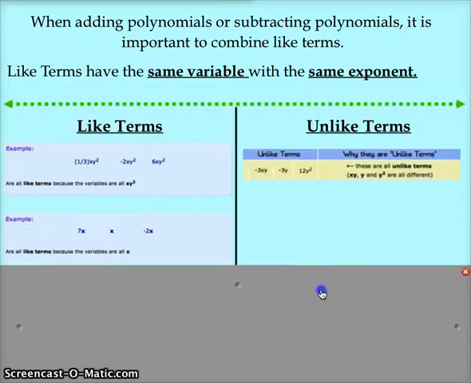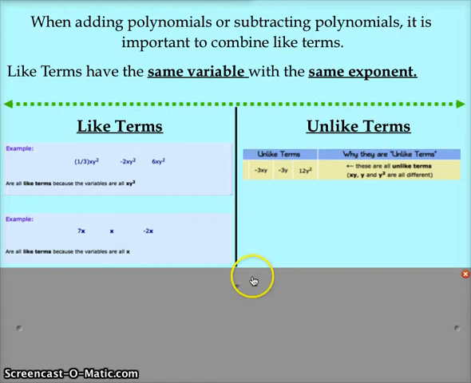For your reference, here are some charts to look at. An example of like terms is 1/3 xy squared, negative 2xy squared, and 6xy squared, because they all have the same variables raised to the same power, x and y squared. Here are some unlike terms, negative 3xy, negative 3y, and 12y squared. These don't have the same variables raised to the same power.